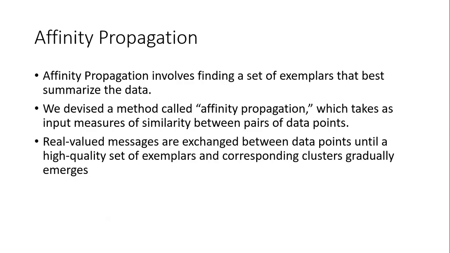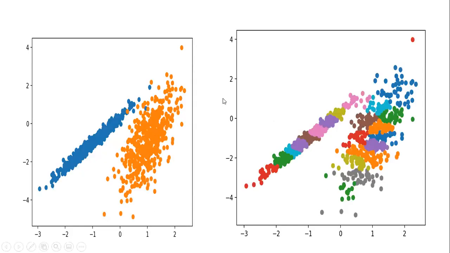Real valued messages are exchanged between data points until a high quality set of exemplars and corresponding clusters gradually emerges. So it seems they have some sort of framework in which points can talk to each other and tell each other how much affinity we have based on some mathematical formula. Those with more affinity will put them in the cluster, not the density based approach, but somewhat similar to that. Let's see the result.